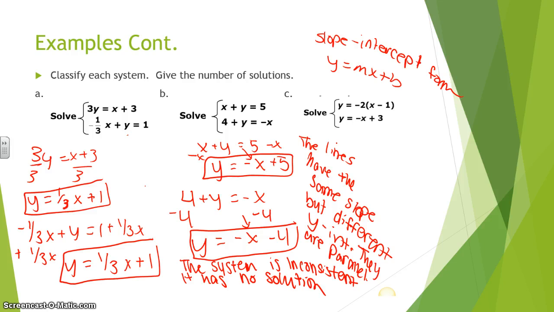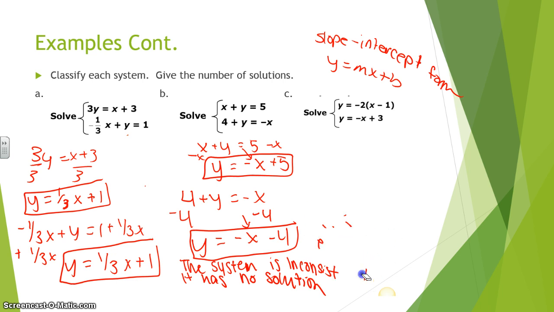Moving on to C. Let me erase part of B here so you can see C. For C, we're going to put both of these in the slope-intercept form. For the first equation, we distribute that -2 to each term inside the parentheses. So we have y equals -2x plus 2. The second one, we have y equals -x plus 3.